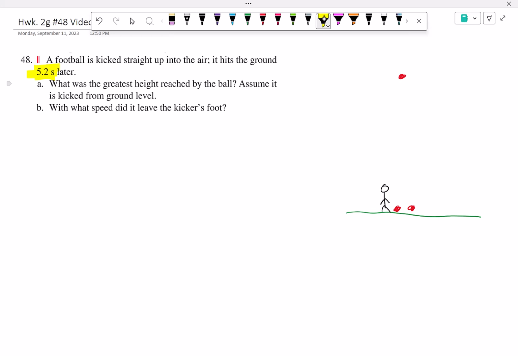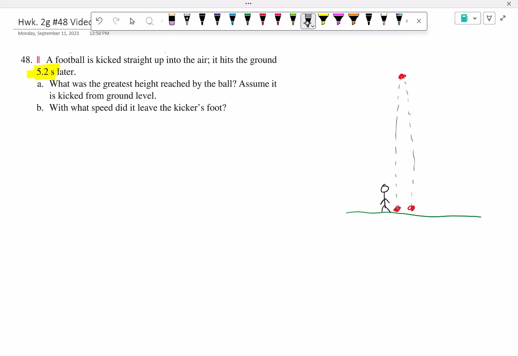Part A says, what was the greatest height reached by the ball? Assume it was kicked from ground level. So that's what I got here in my diagram. Here's my football player, and here's my ball at different moments in time. So the ball is going to get kicked up, and then it's going to come back down.